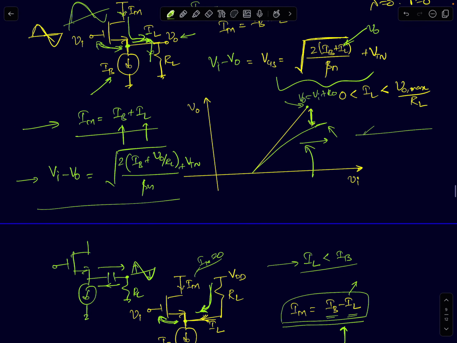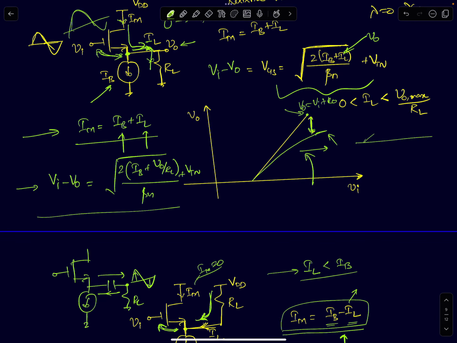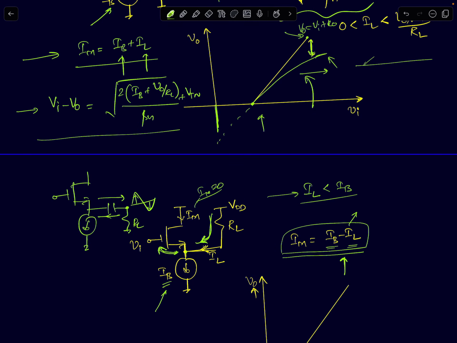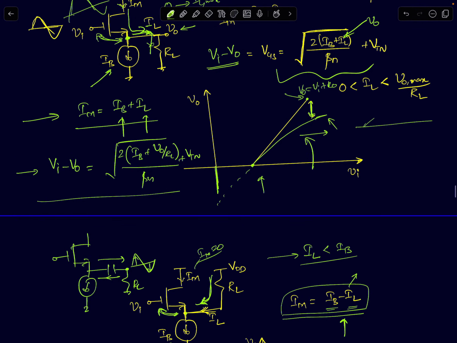Okay, so I think I'm right here. So if Vi is 0, V0 should be negative. So that's right. So this graph is correct, but I think I made a mistake. I'm sorry. It should be Vi minus V0.